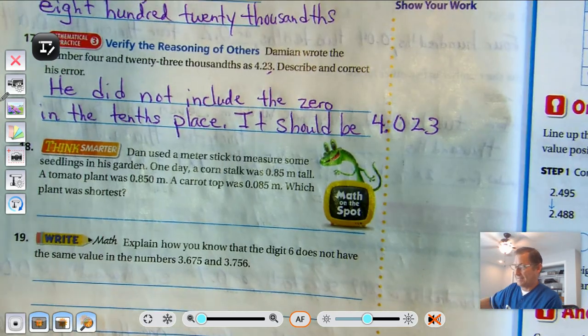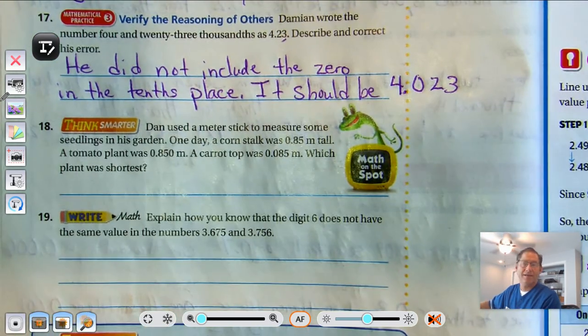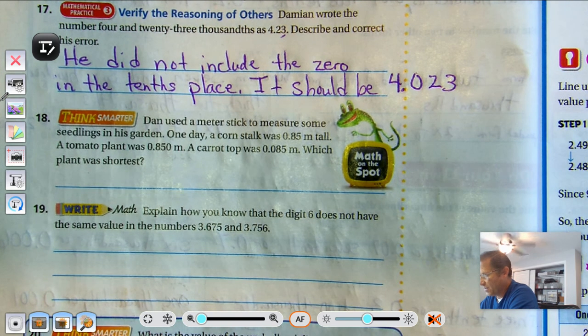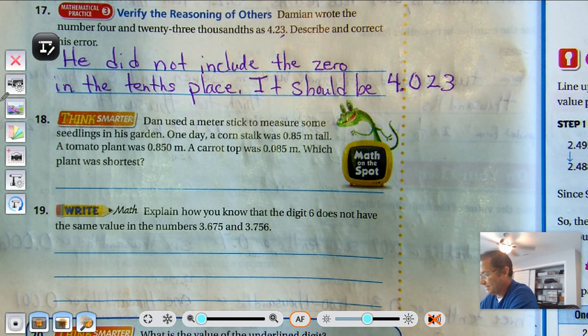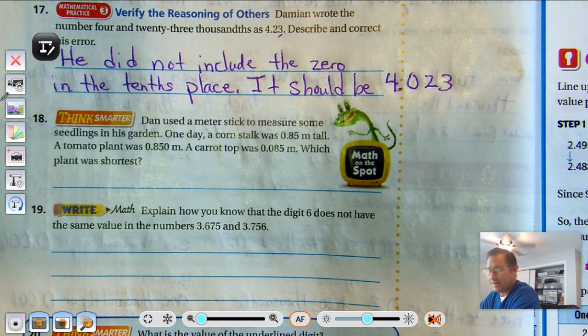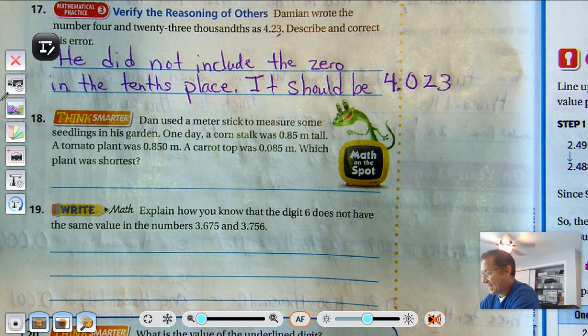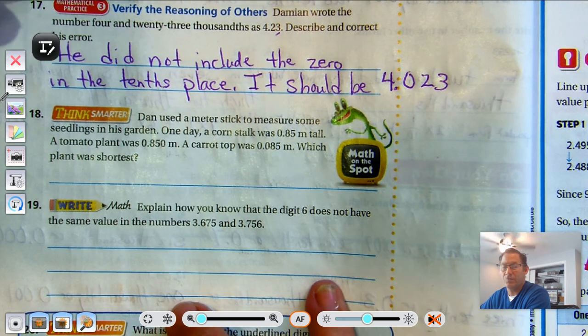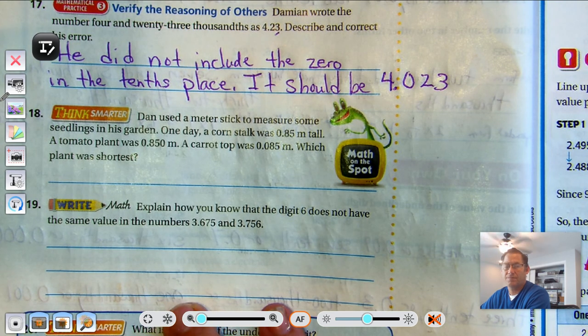All right, and 18. Dan used a meter stick to measure some seedlings in his garden. One day, a corn stalk was 85 hundredths meter tall. A tomato plant was 850 thousandths meter. A carrot top was 85 thousandths. Which plant was shortest?